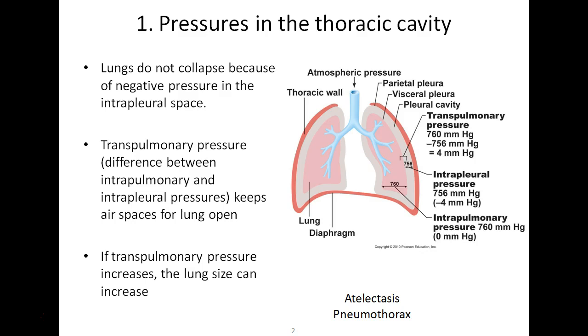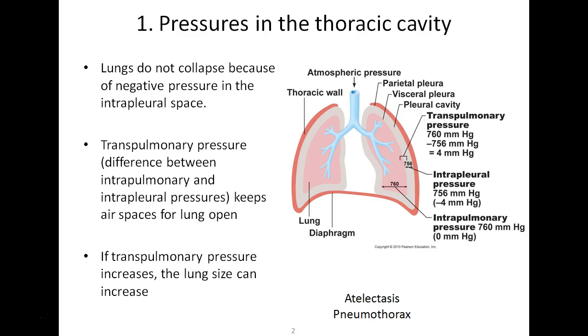Therefore, if we can increase transpulmonary pressure, the lung size can increase. So these lungs are actually quite delicate tissue. They simply follow whatever the thoracic cage is doing at the time.